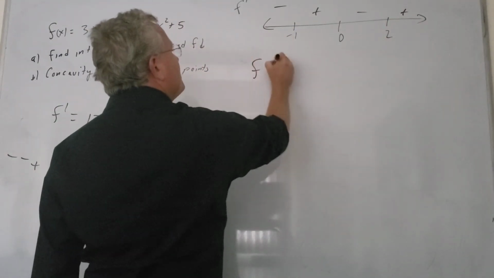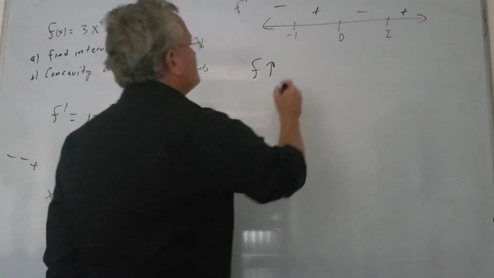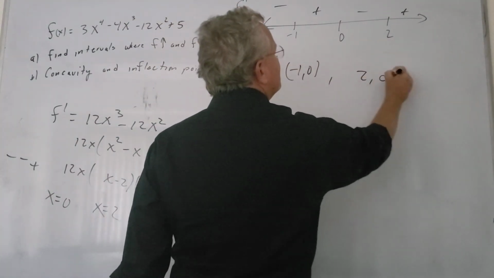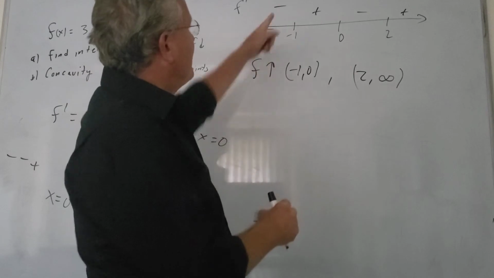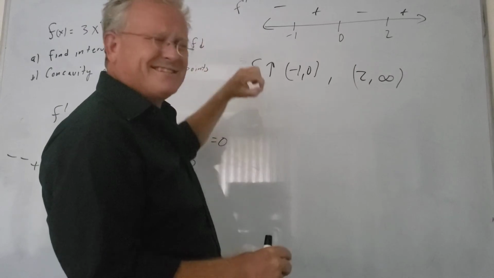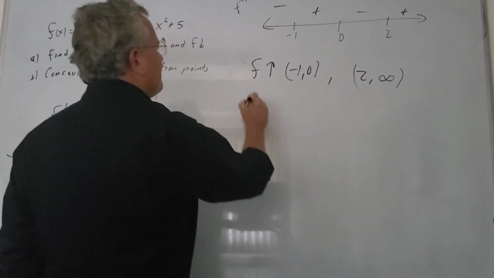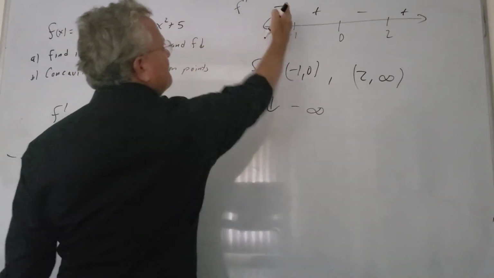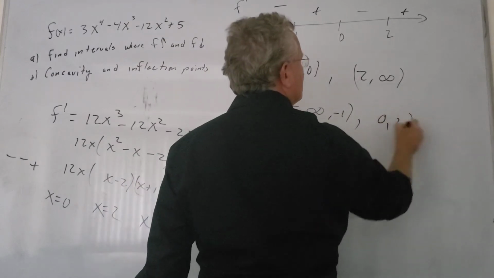So therefore, f is increasing where the derivative is positive, that's where our function is going up. So it's increasing on negative 1 to 0, and on 2 to infinity. Now I tend to use parentheses because right at negative 1, that's where our function is changing from going down to going up. So right at that point, it's not going down and it's not going up, it's where it's changing. So I'm not going to include that. Where is f decreasing? That's where our derivative is negative: negative infinity to negative 1. And it's also negative between 0 and 2.